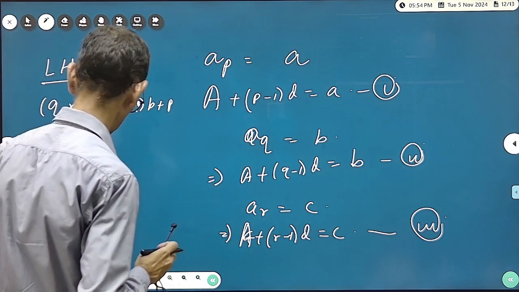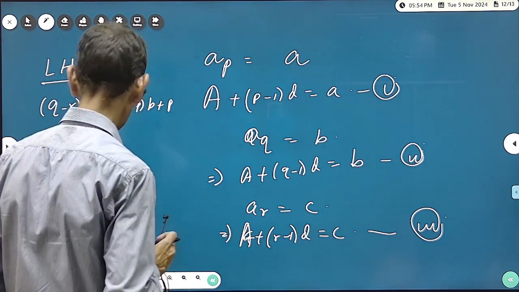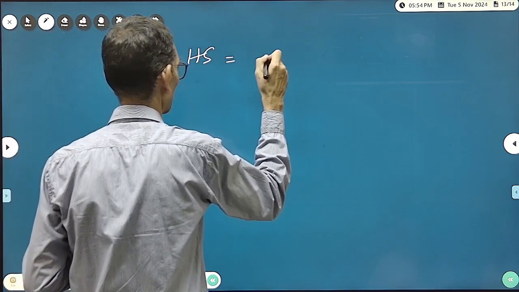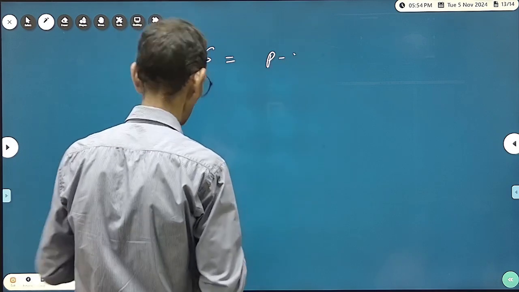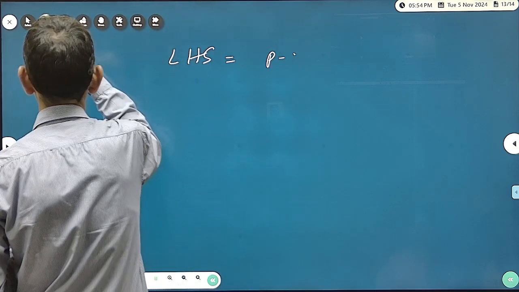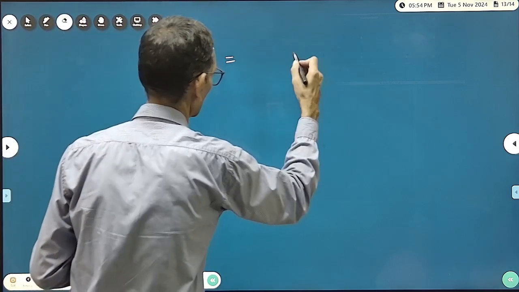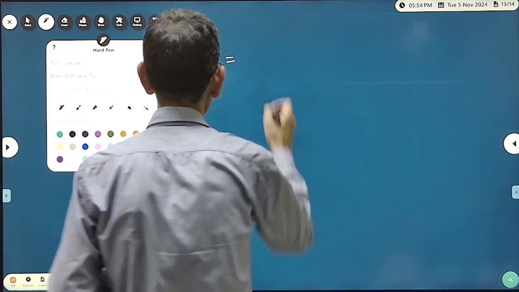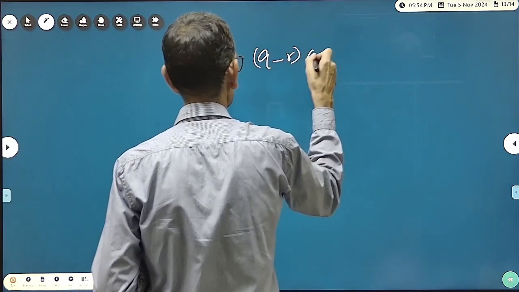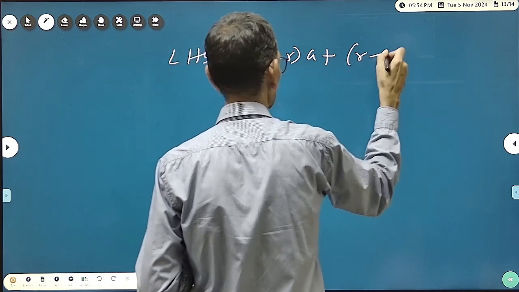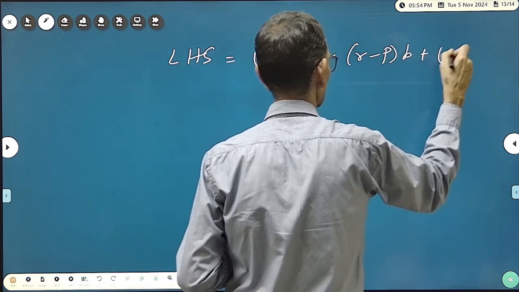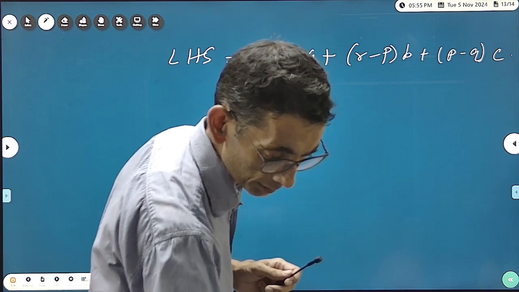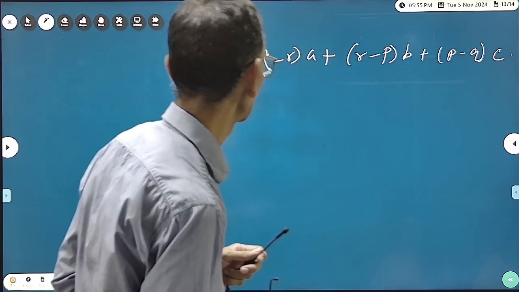Next page is correct. You have written this? Left hand side. Not P minus Q, I think, right? It is Q minus R, right? Q minus RA, Q R minus P, B, plus P minus Q, C. It will be right? P minus Q, C, R minus P, D, right? Done. It will be answer.